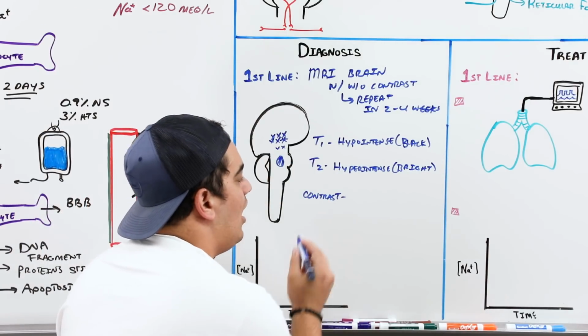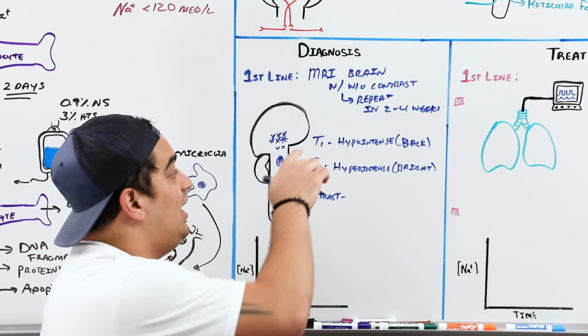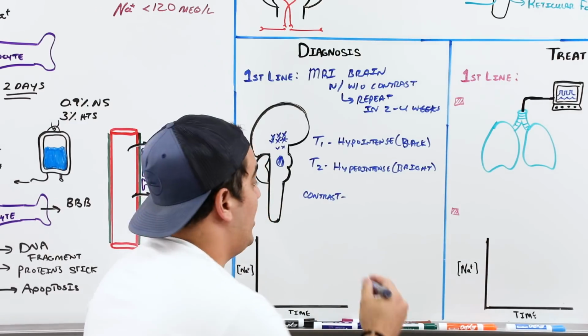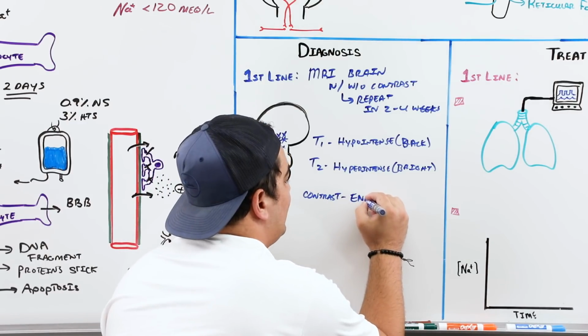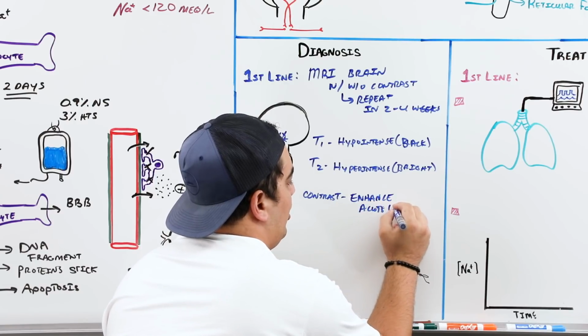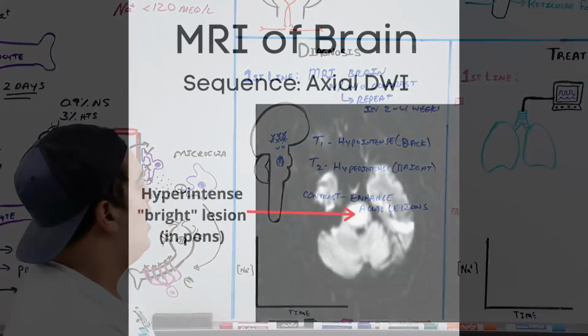And the last thing is contrast. Generally, when the contrast is given, it may highlight on the T1 post that there's more of an acute lesion present. So it may enhance the acute lesion, which, again, this is pretty much an acute condition. So it'll enhance those acute lesions that you'll see within the pons.